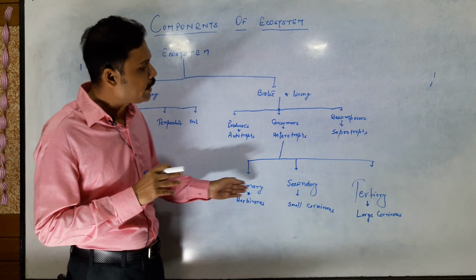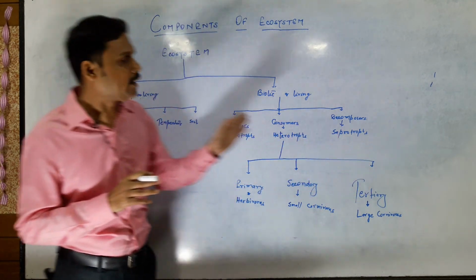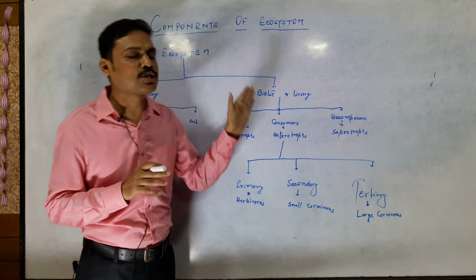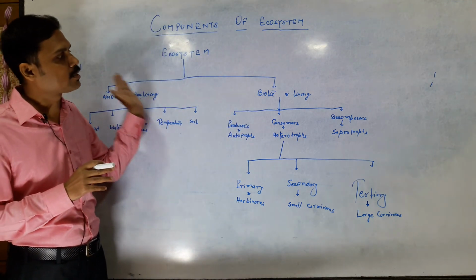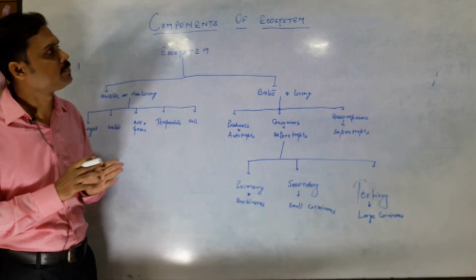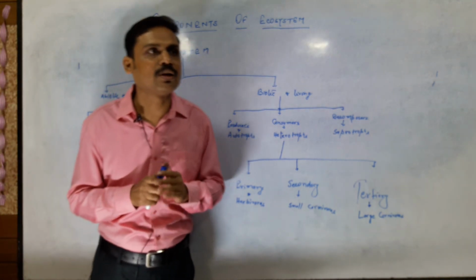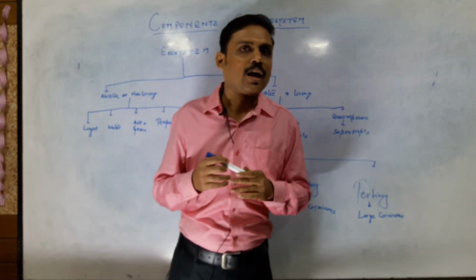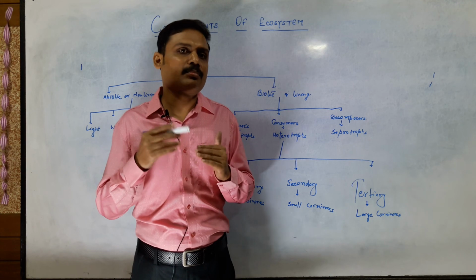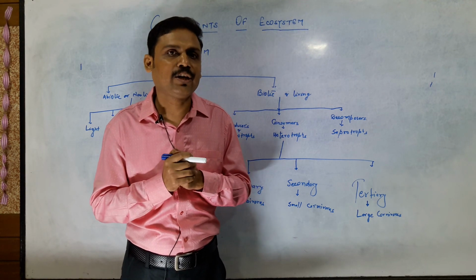So these are the three kinds of consumers, and these are the whole structure or whole components of an ecosystem. In the next chapter, we'll study about some different functions of an ecosystem.